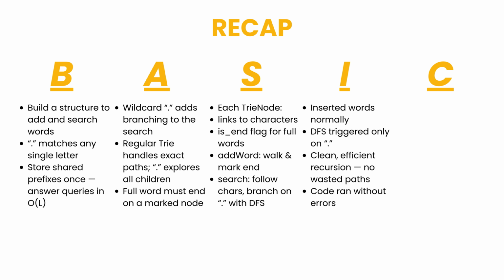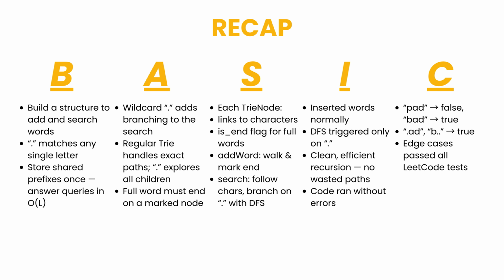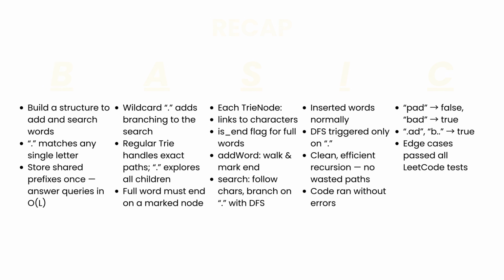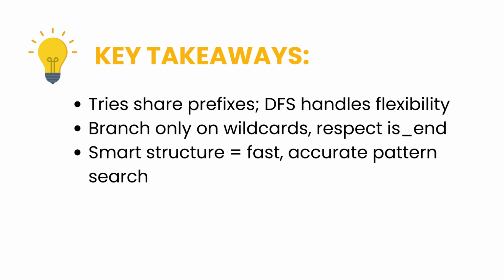The solution ran cleanly without errors. We verified on LeetCode. After adding bad, dad, mad, searches like pad returned false, bad returned true, and patterns such as .ad and b.. returned true. Edge cases behaved as expected, and tests passed. The takeaway: combine trie sharing for prefixes with precise DFS at wildcard spots. Respect the is_end check, branch only when you see a dot, and you'll get fast, correct pattern matches every time.